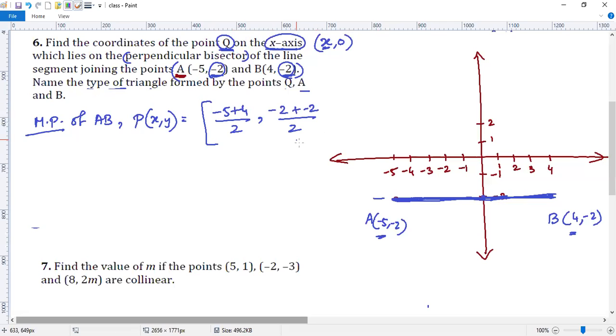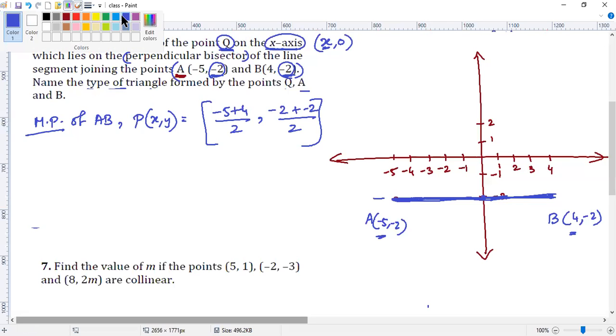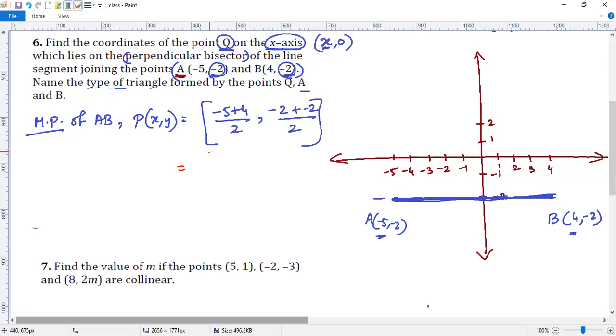Again, you will get it as minus 2 only, because it is the straight line which is passing through minus 2. So obviously, any point you take on this will have the value as what? What will be its value? It will be minus 2 only. So the midpoint of AB, I have identified it as minus 5 plus 4 is minus 1. Minus 1 by 2 will be minus half, comma, this one will be minus 2.